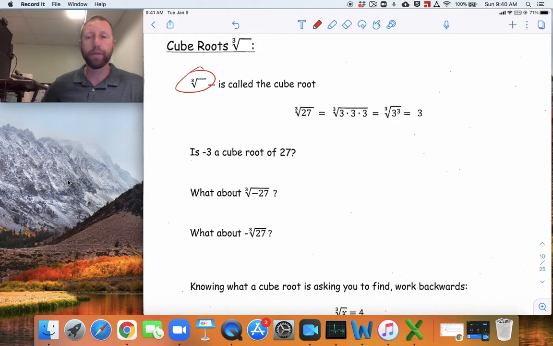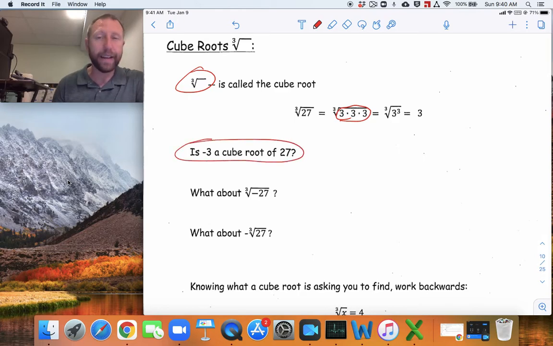Well, if a square root gave us a number multiplied by itself, right? That's how we found the answer for those. A cube root is saying what number, when used 3 times when you're multiplying, gives us that answer, right? So that's what you're trying to find here. Because you're using the number 3 times now, the answer to this question is -3, a cube root of 27.